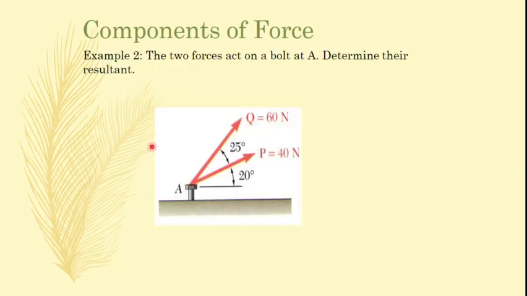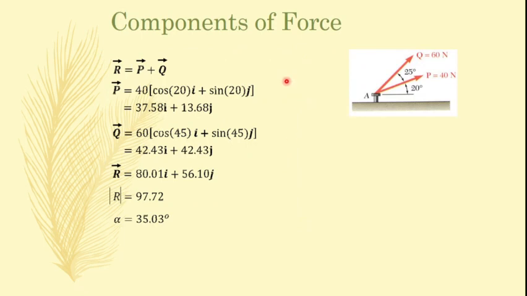Now if we want to determine the resultant of these two forces which acts on a bolt A, here the forces are given, the magnitude of the forces are given, and what is the angle made with the horizontal axis for this force is given, that is 20, and what is the angle made by this force with this P force is given, that is 25, and we have to determine the resultant.